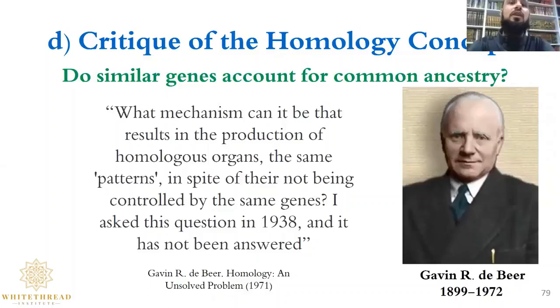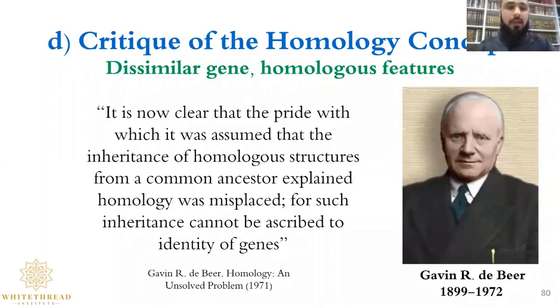This is becoming worse because developmental biology is now growing, and they're finding more genes that are controlling the same features, or more similar genes controlling dissimilar patterning, and dissimilar genes controlling the same patterning. So there's no correlation here. He goes on to say, it is now clear that the pride with which it was assumed that the inheritance of homologous structures from a common ancestor explained homology was misplaced, for such inheritance cannot be ascribed to identity of genes. So the mechanism that is pinned down to genetics has no objective base.